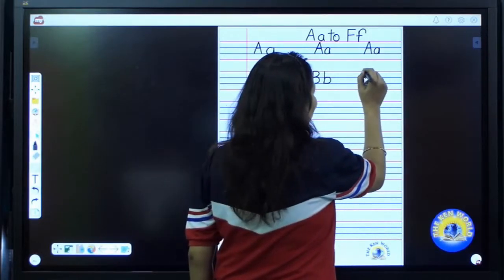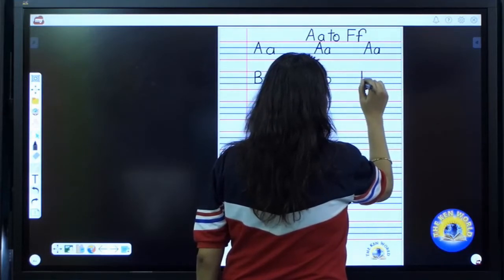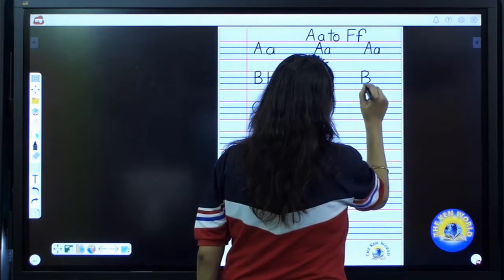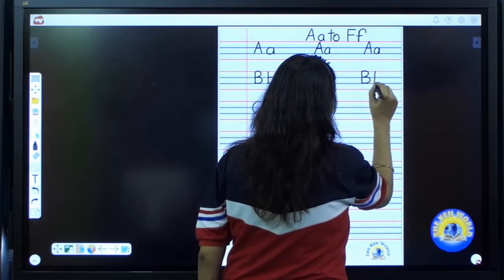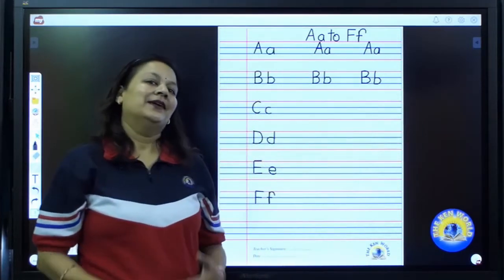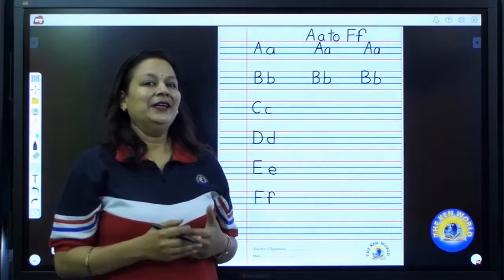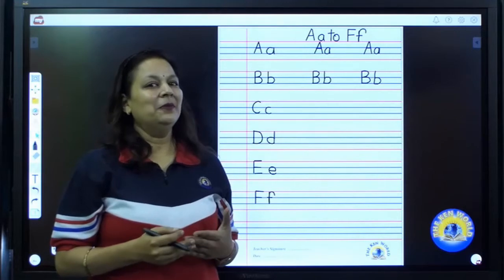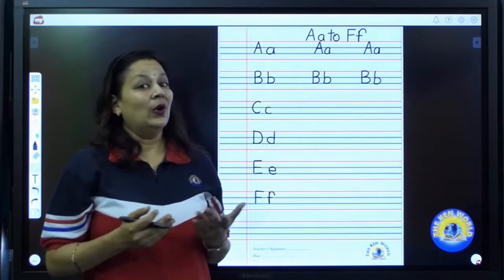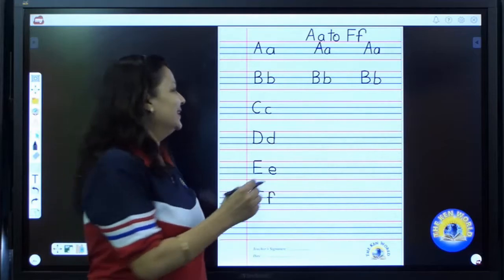We have to write uppercase B, lowercase b. B says B. Now it's your chance to write B. Write it neatly, kiddos. Be careful about the lines. Have you all done? Now what comes after B? Correct. It's C.